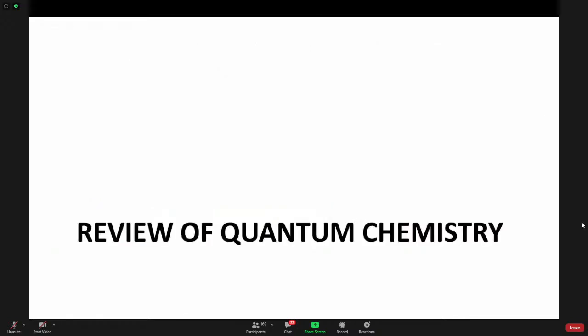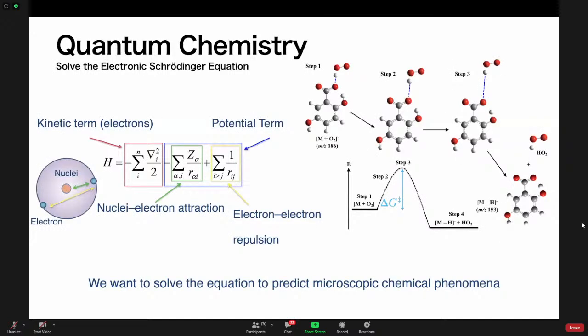So this is what we can do. I explained what you can do with quantum chemistry. So then how do you do it? I'm going to describe what we do in quantum chemistry simulations and the algorithms. So what we do is, first of all, we solve the electronic Schrodinger equation, which is on your left-hand side. The first term is the kinetic term of the electrons, and the second term is the nuclei-electron attraction, and the third term is electron-electron repulsion. So by solving this equation accurately, we try to predict the microscopic chemical phenomena.